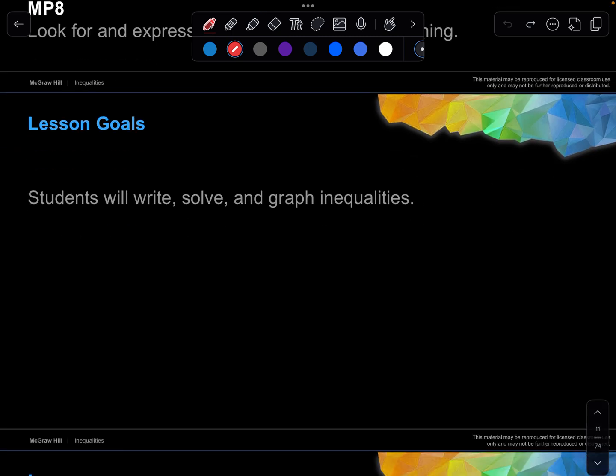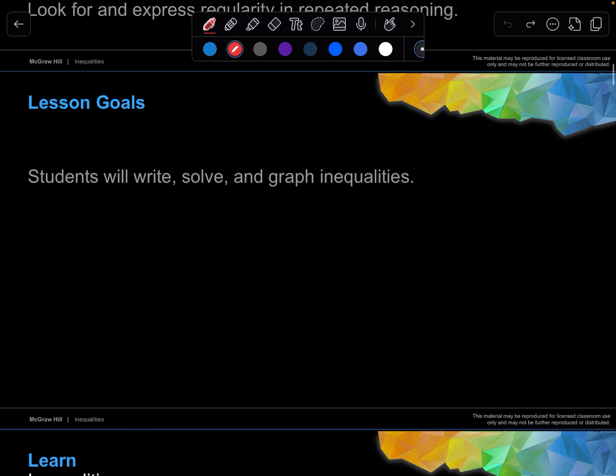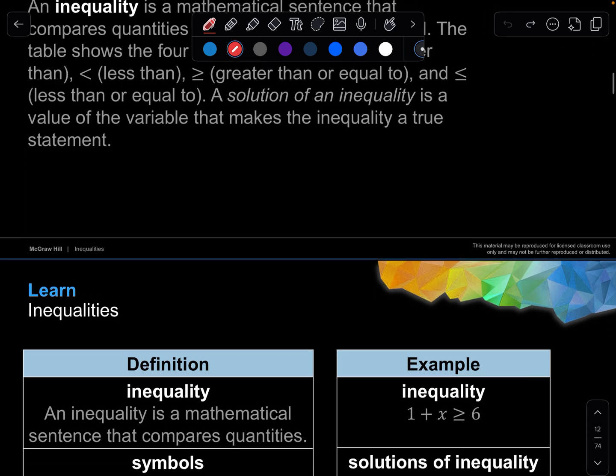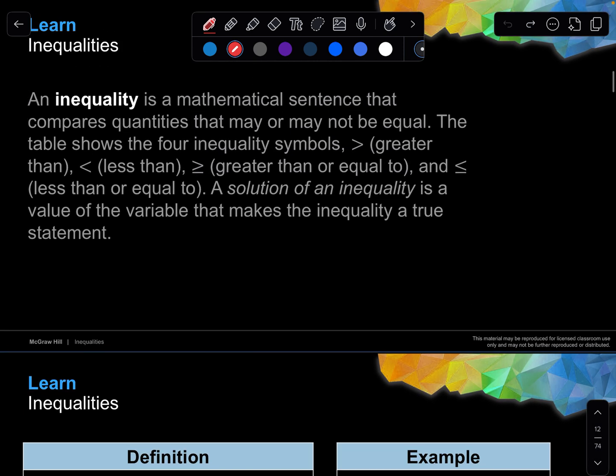So in this lesson, this is again in your book, lesson 6.6, Inequalities, starts on page 377. We are going to write, solve, and graph inequalities. Now, an inequality is a sentence that compares quantities that may or may not be equal. This table is going to show us 4 inequality symbols, which are greater than, less than, greater than or equal to, and less than or equal to. Now, a solution of an inequality is a value of the variable that's going to make this inequality a true statement.